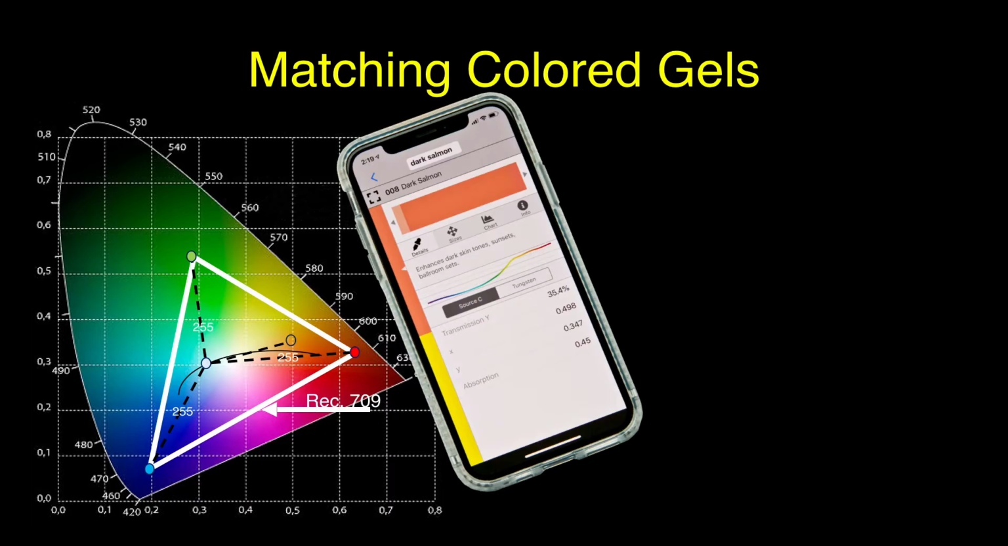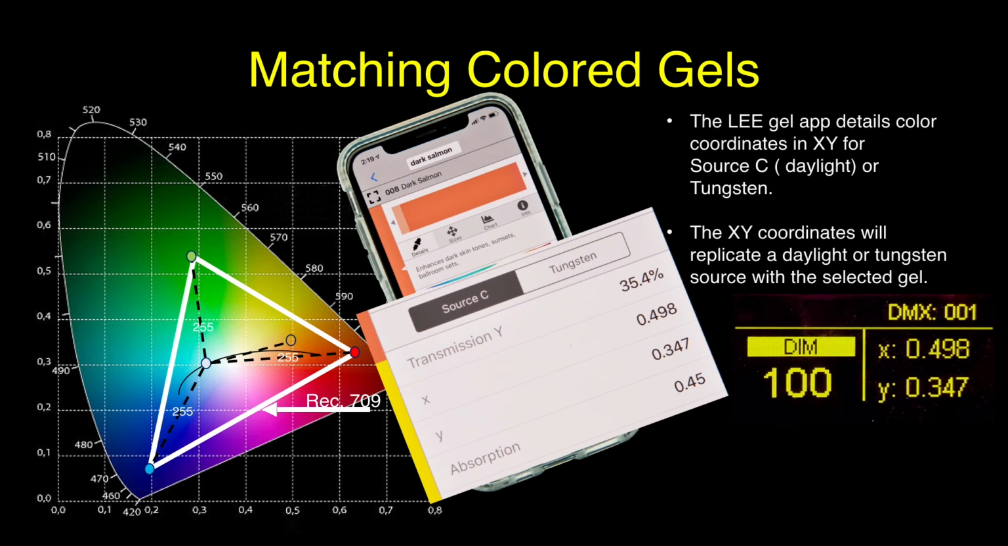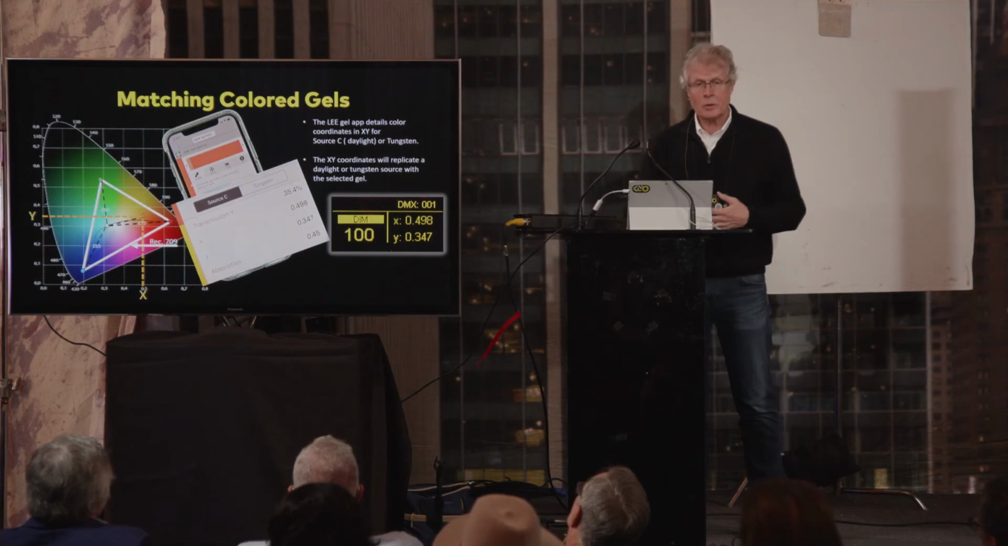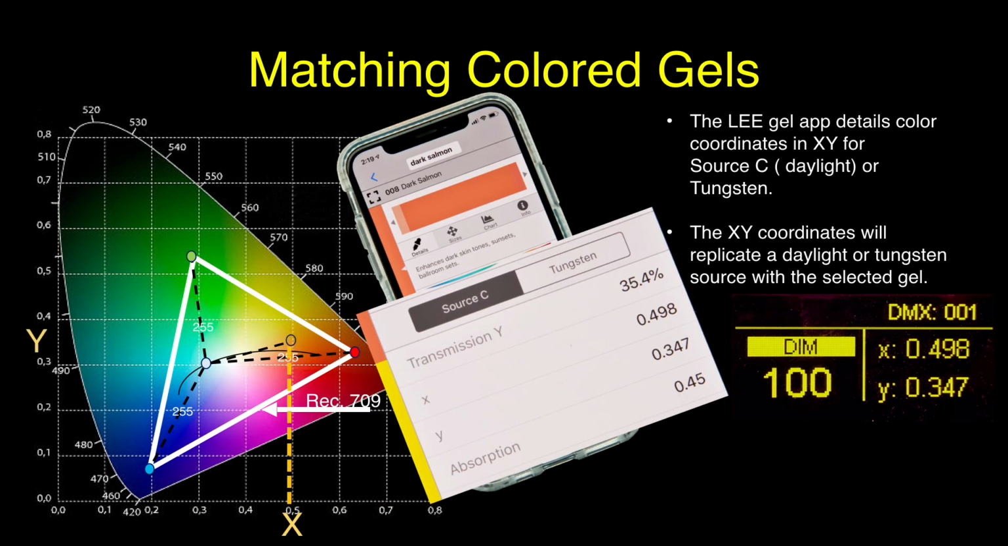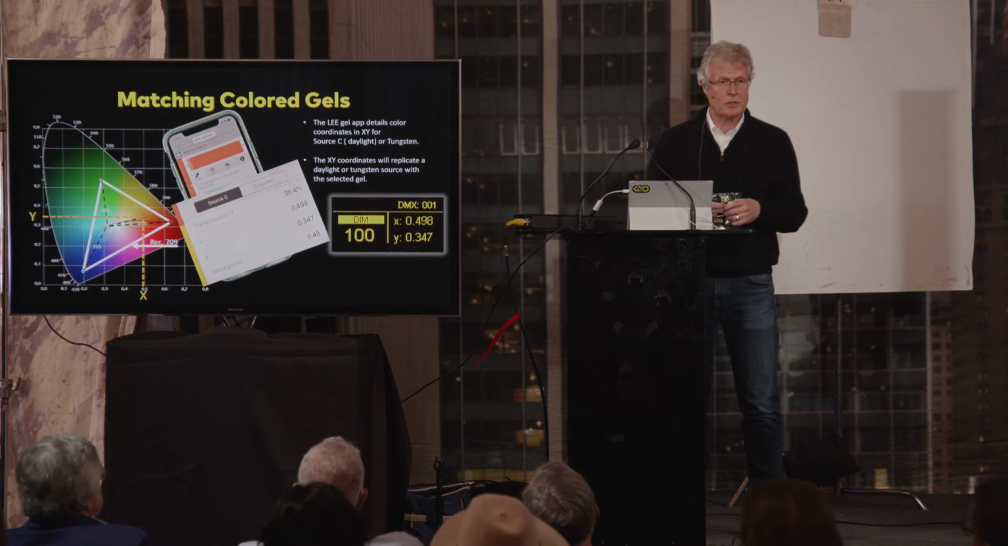Lead gels, they also have a great app. Now they're taking a slightly different approach, and they're using XY coordinates. And this is a way of avoiding the issue of gamut altogether. The only thing to note there is they're replicating a gel on two different light sources. So source C is daylight, tungsten, obviously what that is. So those are the same color points, but defined as an XY.